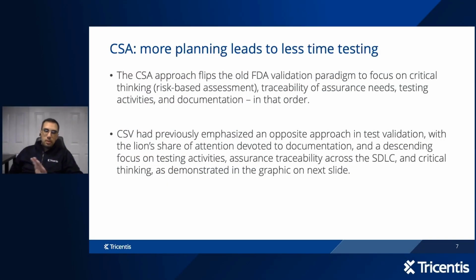The CSA approach flips the old FDA validation paradigm and focuses on critical thinking, traceability of assurance needs and testing activities, and then documentation in that order. CSV had previously emphasized the opposite approach in test validation, with the lion's share of attention being devoted to documentation and the descending focus on testing activities, assurance traceability across the SDLC, and critical thinking as demonstrated in this next graphic.